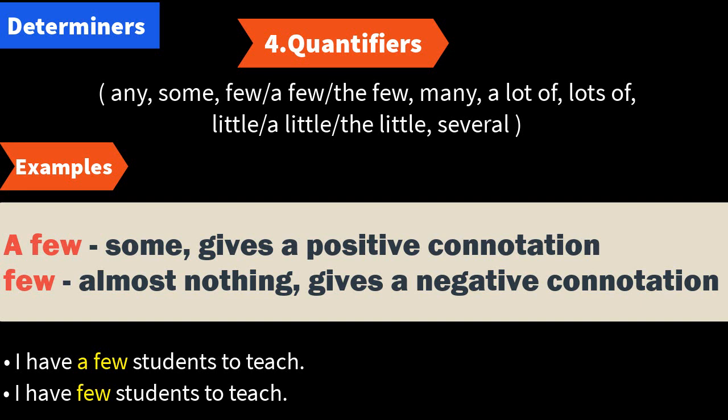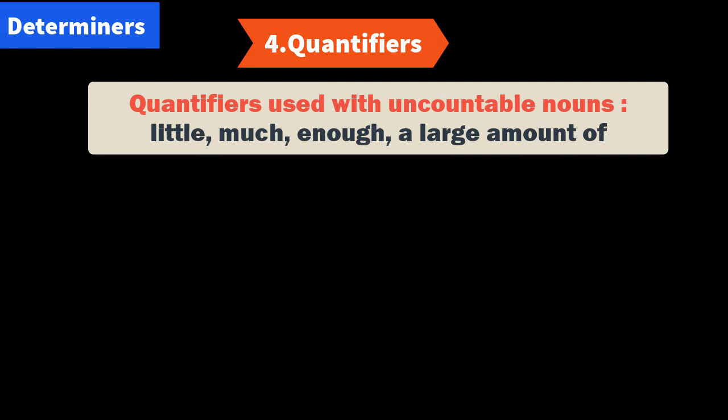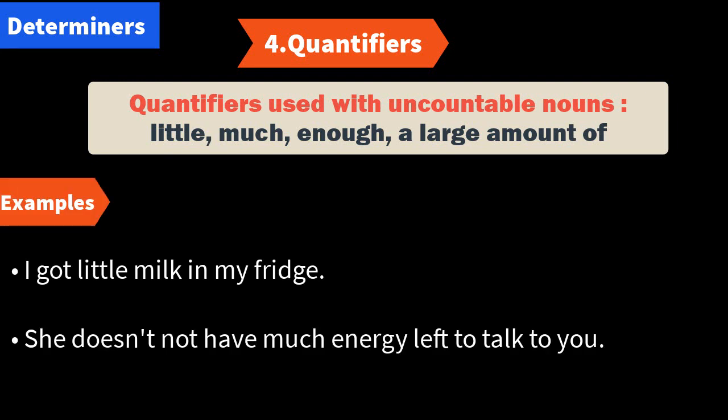All right. Now, if the noun that you're modifying with a quantifier is uncountable, that means you cannot count it, these are the determiners that you use with them, right? These are little, much, enough, and large amount of. These are the most common quantifiers that we use with an uncountable noun. All right. Let's take some examples. I got little milk in my fridge.